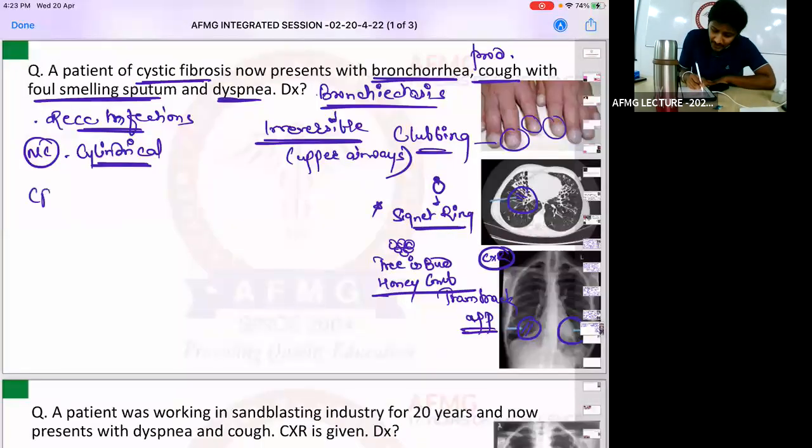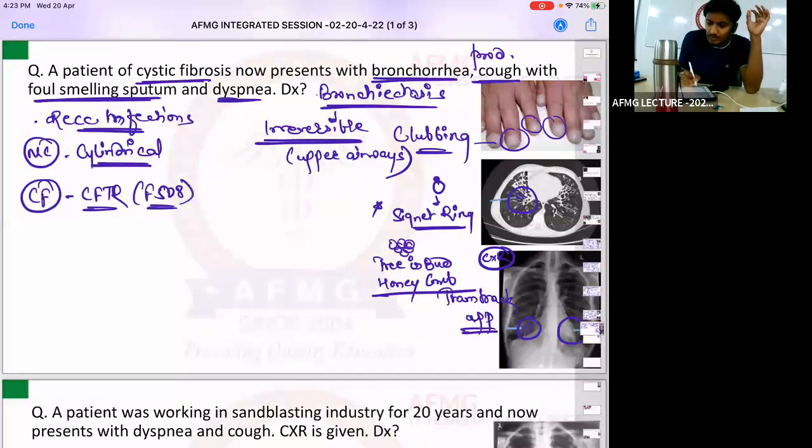If I talk about cystic fibrosis, please tell me what is the gene mutation in cystic fibrosis? It is the CFTR gene mutation. F508 भी आ सकता है कभी ऑप्शन में. Which channel? F508. And which chromosome is affected?